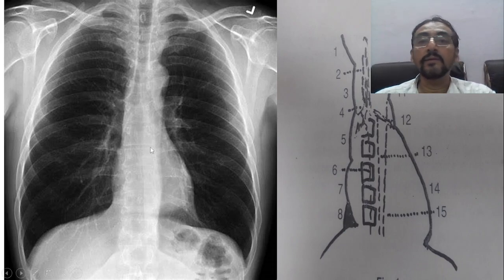Second is the right and left paratracheal lines. Now this is the trachea. If you see, the cartilages are there. This is the trachea. Trachea is seen here. So this is the trachea. Now on the sides of this trachea we have the right as well as left paratracheal lines.